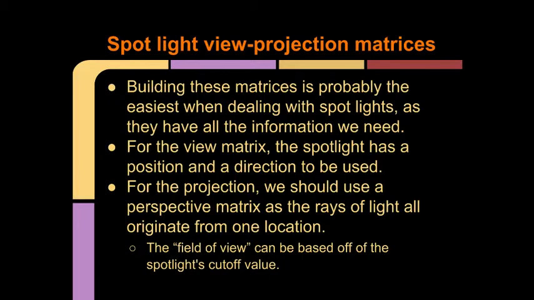The aspect ratio for the spotlight will just be 1, as we are basically trying to build a frustum around the area of the spotlight, which we could represent as a cone. The last value we will need is the field of view. This can be determined based off of the spotlight's cutoff value, which is actually the cosine of the angle of the range a spotlight hits.